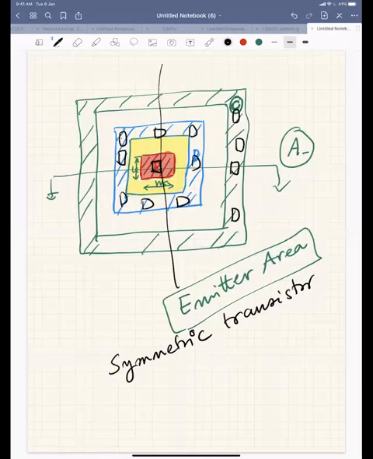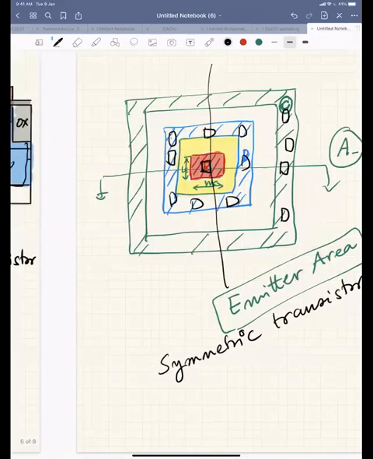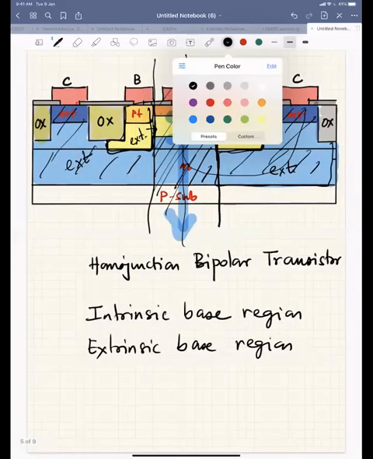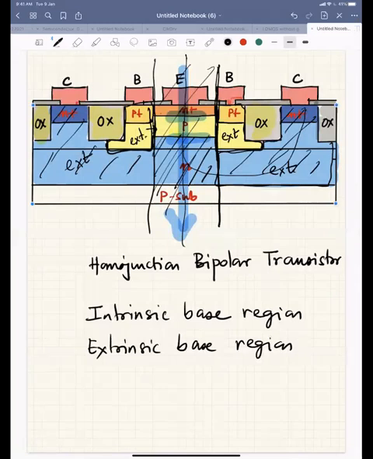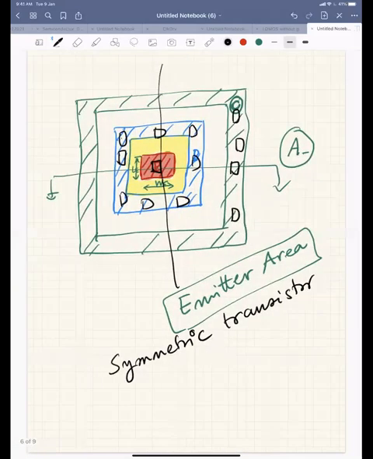Sir, you said the intrinsic region, does that mean only this inner part? So the intrinsic region is this part here, right? If you look at the cross section, your intrinsic region is this part. If you look from the top, the emitter region is the intrinsic region. Similarly, in the top layout, this is the layout that will have to be laid out on the silicon for fabrication. So this is your intrinsic part.